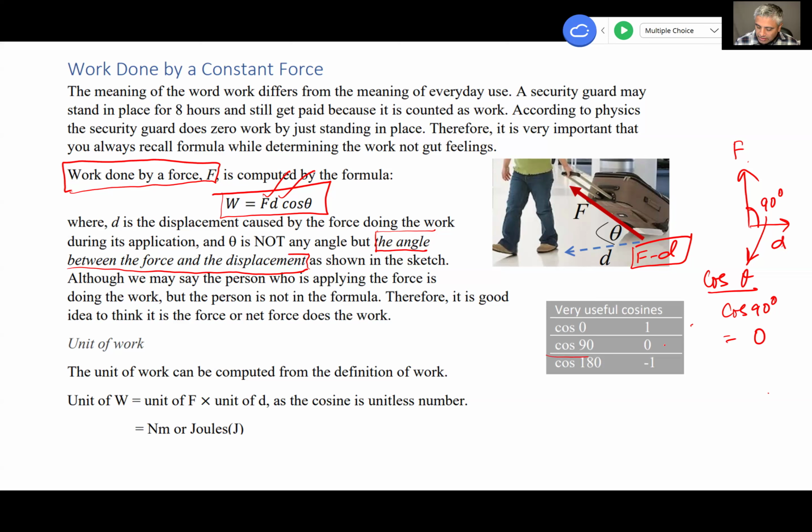So when that happens, cosine 90 is 0. And just for your convenience, I have written them here. So I'll be asking some questions. Maybe you want to copy this if you don't remember, so that you can use it without having to use a calculator.